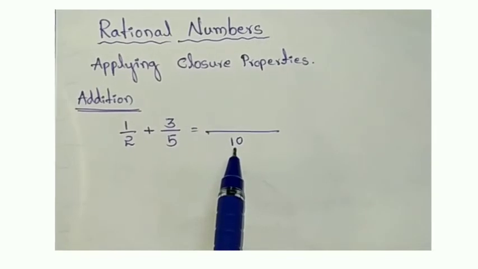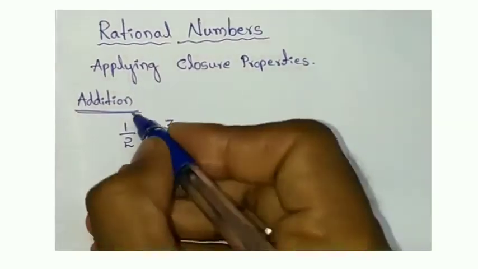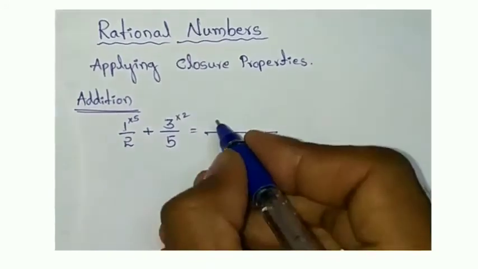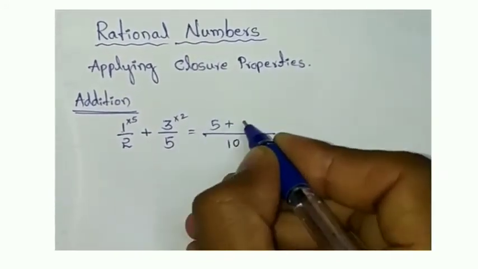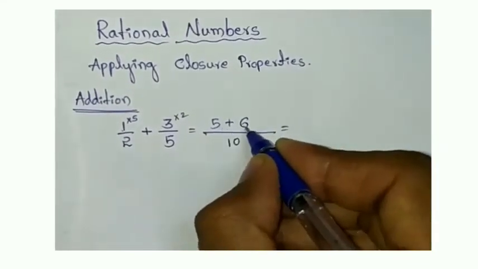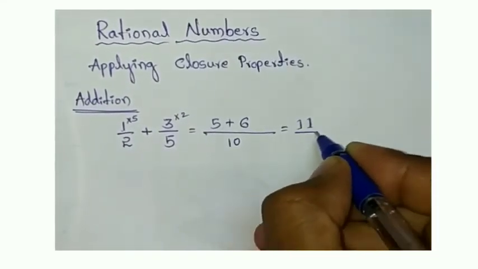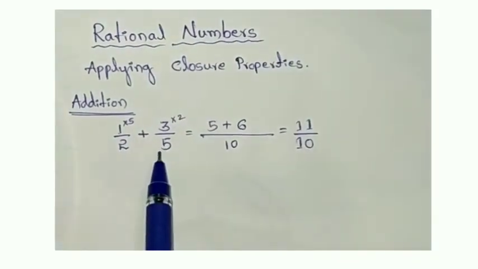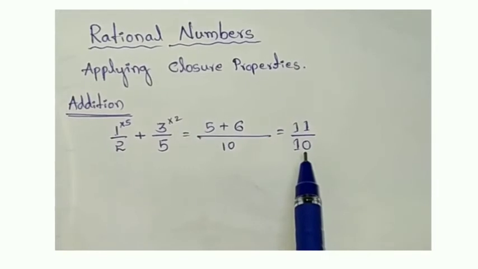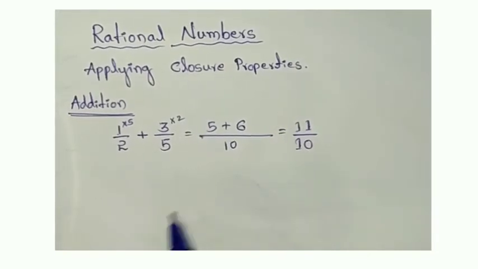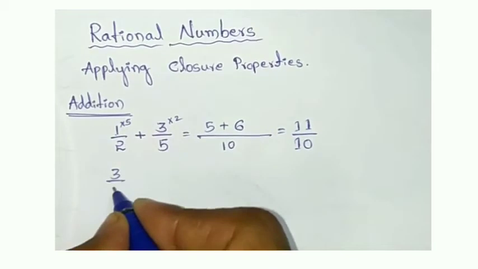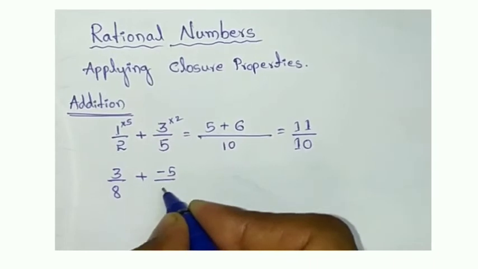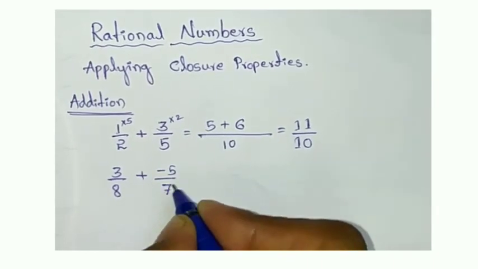So try to take the least number. 2 how much are 10? 2 5s are 10 and 5 2s are 10. Now multiply it, 1 5s are 5 plus 3 2s are 6. So 5 plus 6, we get here 11 by 10. So if we add two rational numbers, then again we will get a rational number only. So again I will take another example, 3 by 8 plus minus of 5 by 7.